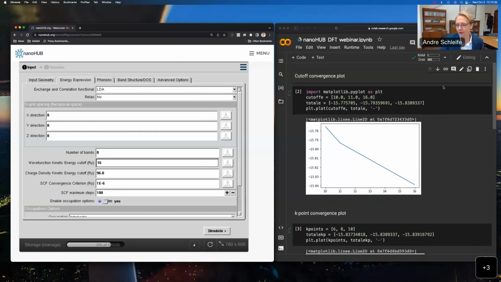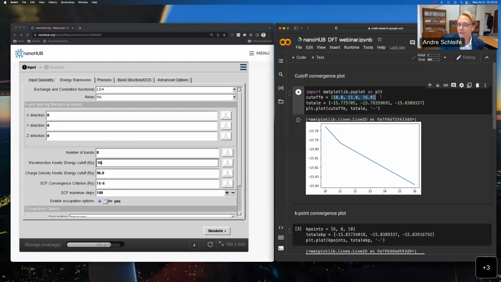And what I'll do in parallel is I'll plot my results. For plotting, I just use a Google Colab notebook here, super simple. I just import matplotlib. No fancy details, not even axis labels. I'm sorry, we can include those easily in Matplotlib, but I didn't do it here. And then I just simulate for different plane wave cutoff energies in Rydberg. So that's what you specify here.